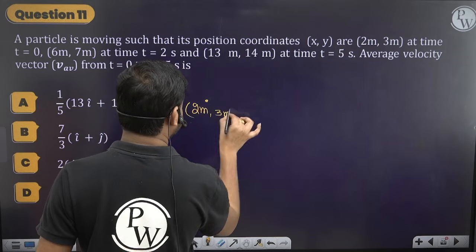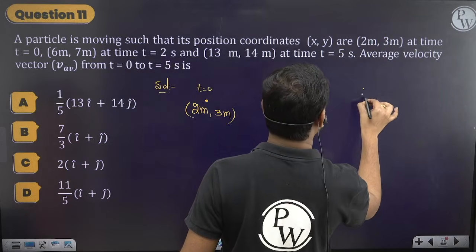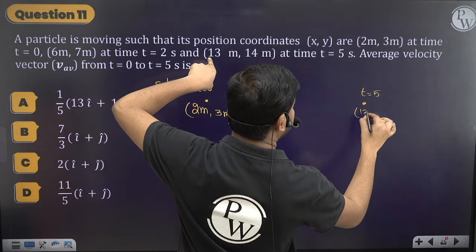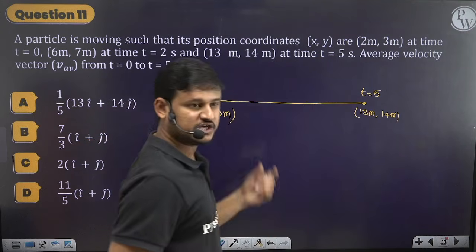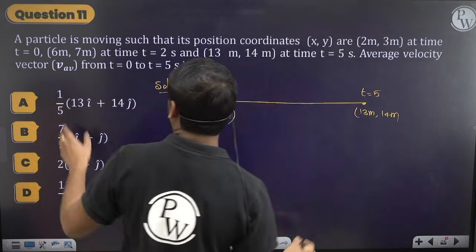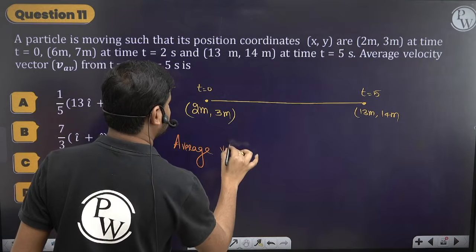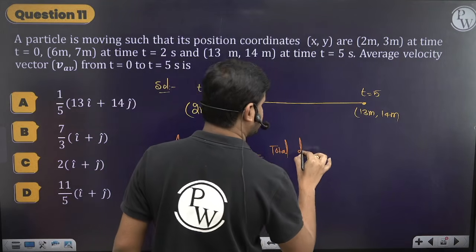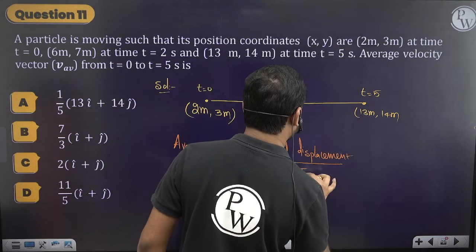So the body is initially starting from this point at time t equals 0. Then finally it reaches, at t equals 5 seconds, the coordinates 13 meters and 14 meters. So this is the time taken from here to here, 0 to 5 seconds. Now the question says we have to find the average velocity. The average velocity is nothing but total displacement divided by total time.